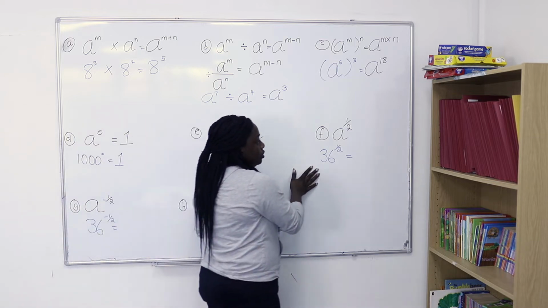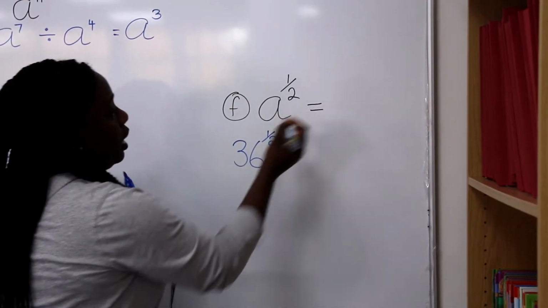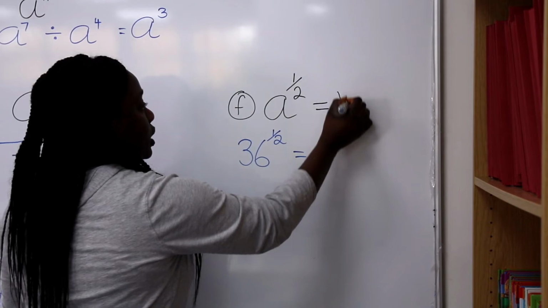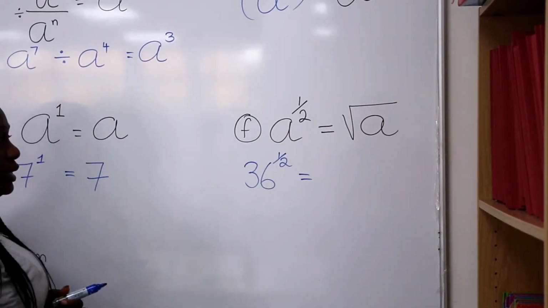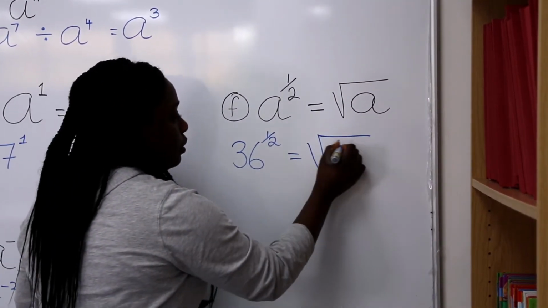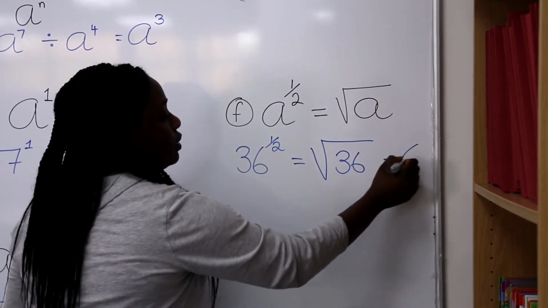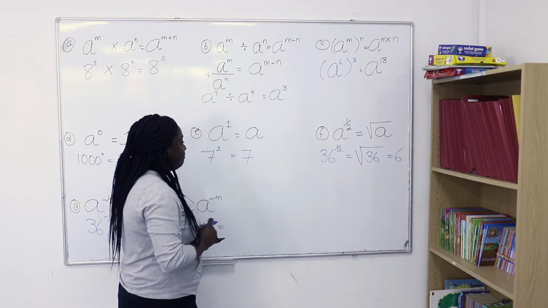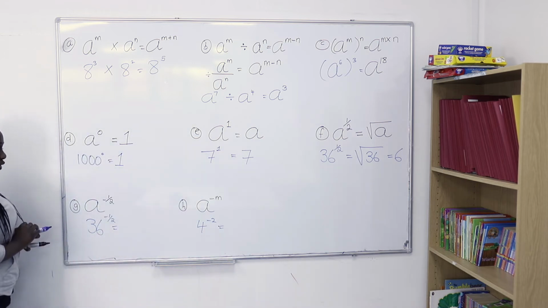Moving on to the next rule. Anything to the power of half. Anything to the power of half means you need to square root the number. So here's an example. 36 to the power of half would be square root of 36. And the square root of 36 is 6. Got a couple more rules to go.